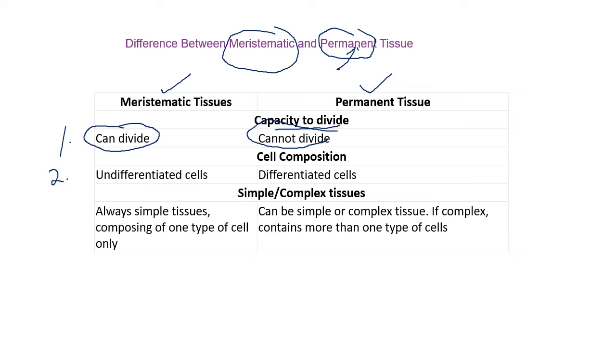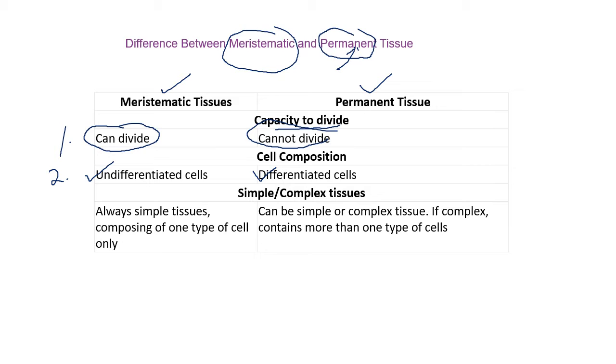these meristematic cells are undifferentiated. They do not perform any function. As they divide, as the new meristematic cells are formed, they can attain any function in future. But when they are meristematic, they do not have any particular function. They are only dividing. They are adding cells. So they are undifferentiated. While permanent tissues are differentiated. They have taken on functions. They carry a particular function.